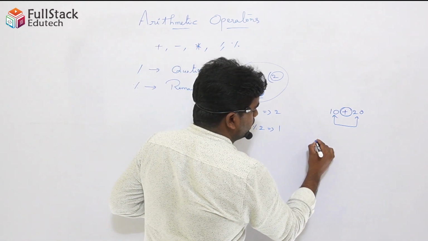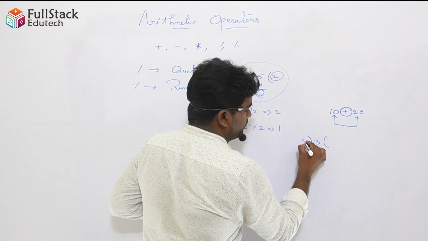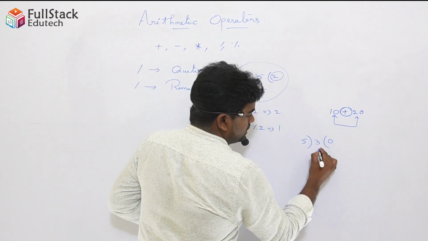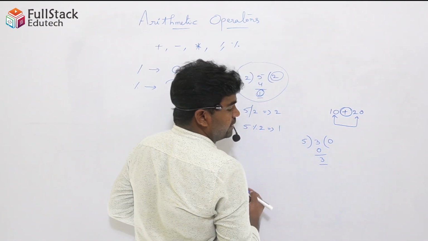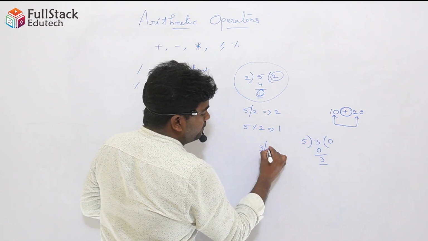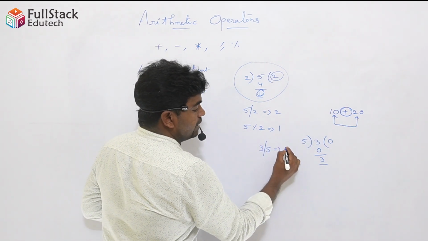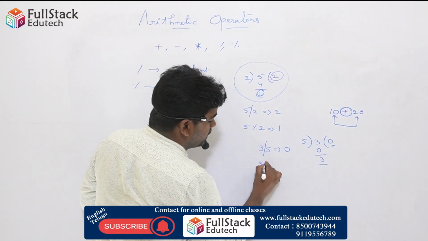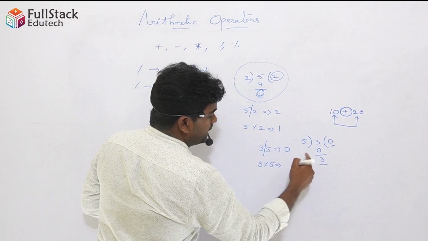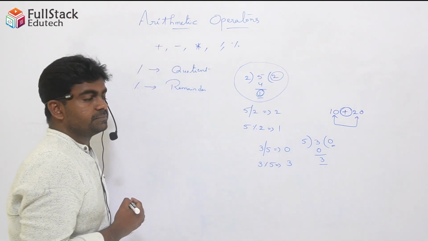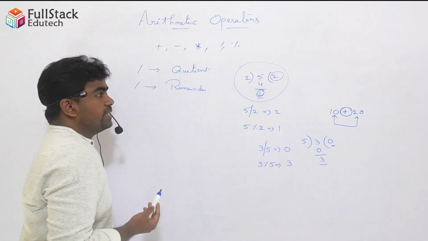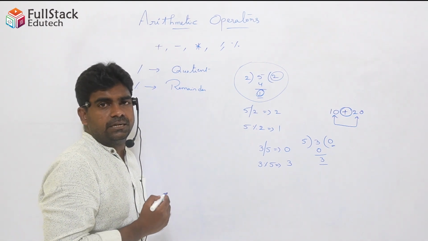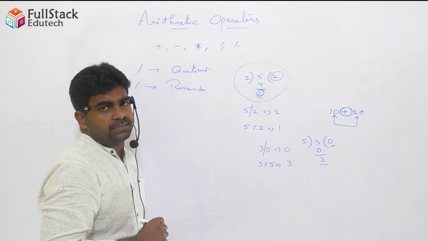Suppose we are dividing 3 by 5. Can we divide? No, it is not divisible. So, 0 times 5 is 0, and the remainder is 3. So if we use 3 by 5, you will get the value 0 because it is the quotient. Whenever we use 3 mod 5, you will get the remainder 3. So the division operation always gives the quotient, and the mod operation always gives the remainder as the result.